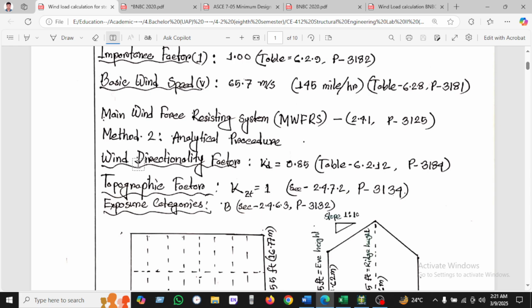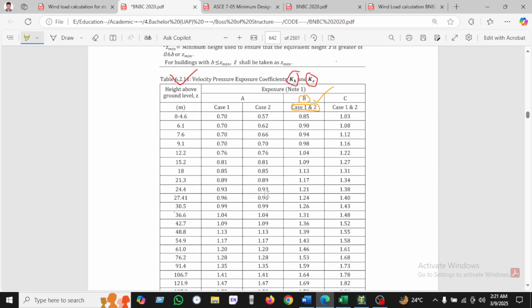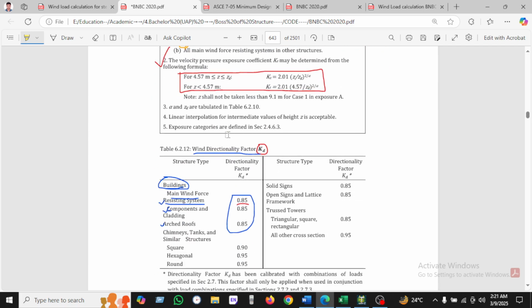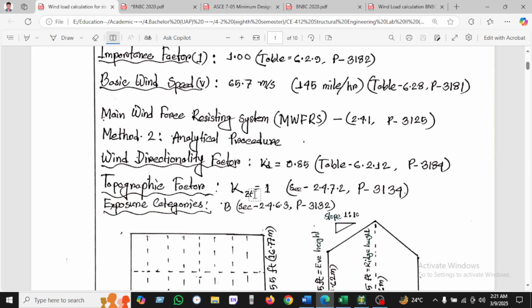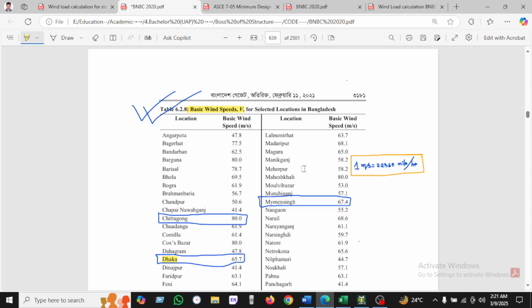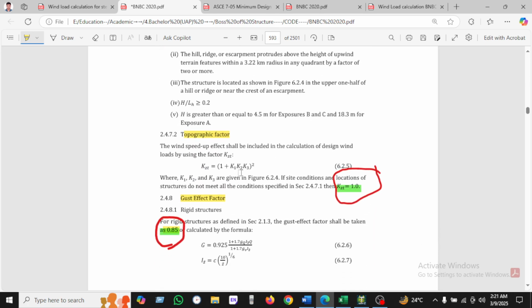Okay, so now we can see the wind directionality factor Kd, which is on page 3184. If we go to 3184, here we use the wind directionality factor Kd as we are using a building main wind force resisting system. The value of Kd is 0.85. Okay, so now we'll go to the topography factor Kzt, which is on 3134. If we go to 3134, here we see the topography factor is 1 as given, and the gust effect factor is 0.85.